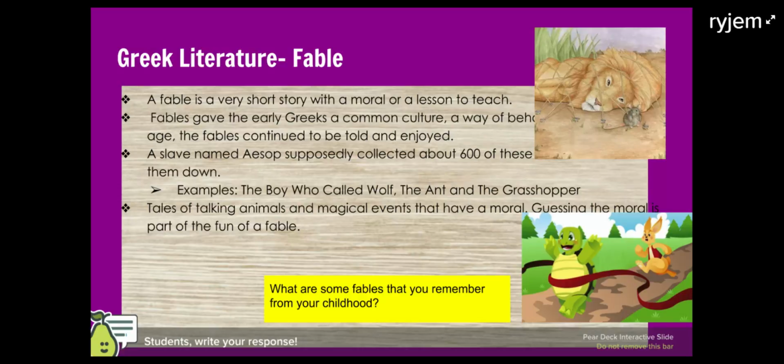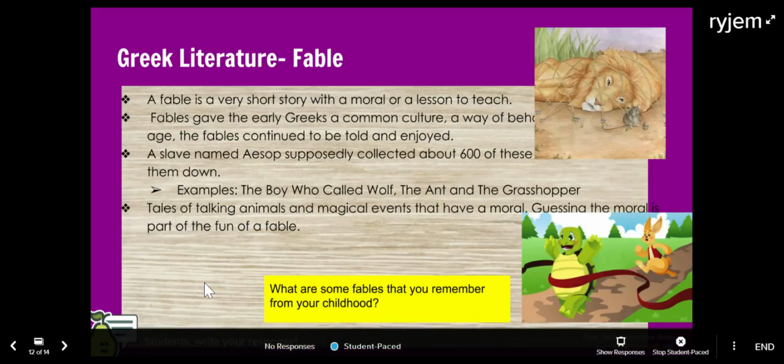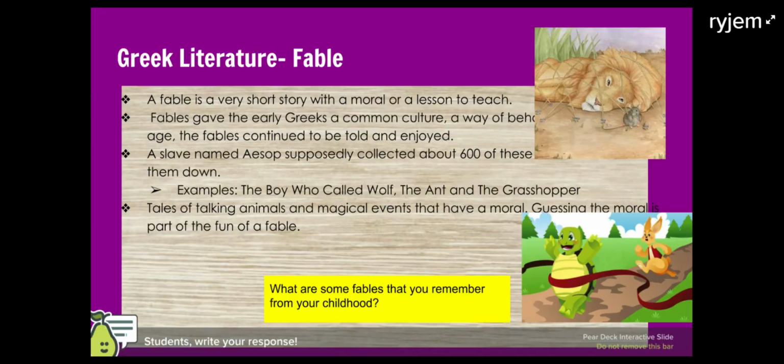So what I would like to know is, what are some fables that you remember from your childhood? Because many of these are told in your childhood. So what are some that you remember hearing? Go ahead and type that up now. Or if you can't remember what the names are, type up the story or what you remember about the story.